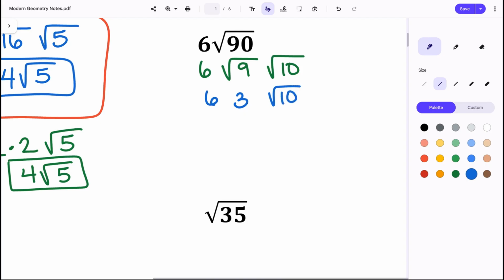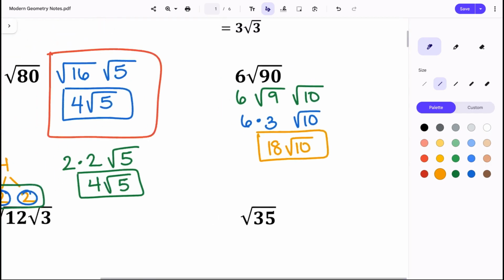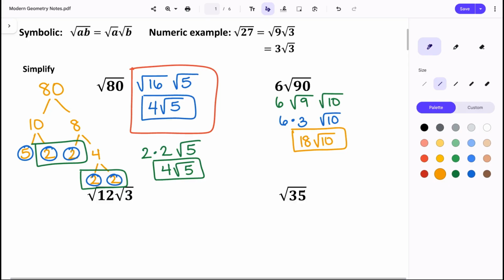All right, now should I write 63, or what do you think I should do with the 6 and the 3? You got to multiply them. Don't just write 63. What is 6 times 3? So this becomes 18, and the 10 has to stay. I can't do anything with this number. I can't square root it, and there's no nice perfect square that goes into 10. So you're done. This is your answer. Does anyone have questions on these first two? Okay, let's try another one.